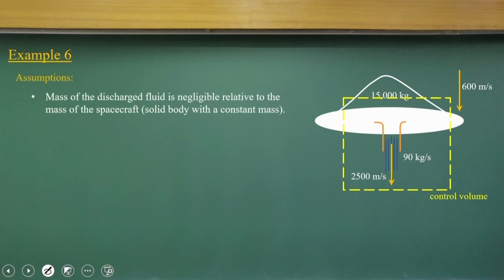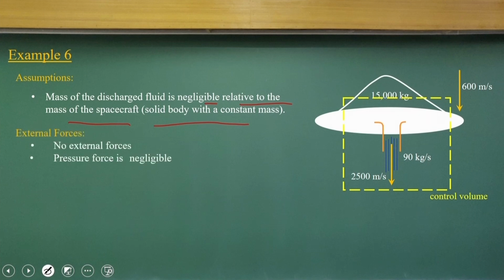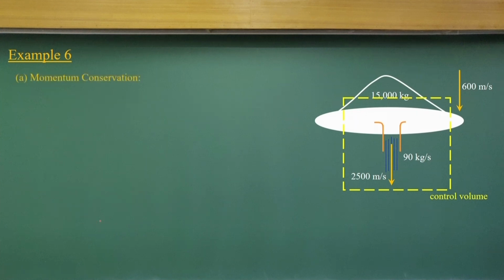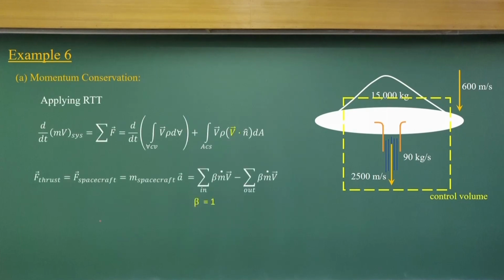Now, another assumption, as I said: the mass of the discharged fluid is negligible relative to the mass of the spacecraft. This will be a solid body moving with constant mass. There are no external forces, the pressure forces are negligible, and beta is equal to 1, assuming the nozzle is well designed, because a well designed nozzle has a close to uniform velocity distribution. So beta will be 1, and let us apply the Reynolds transport theorem.